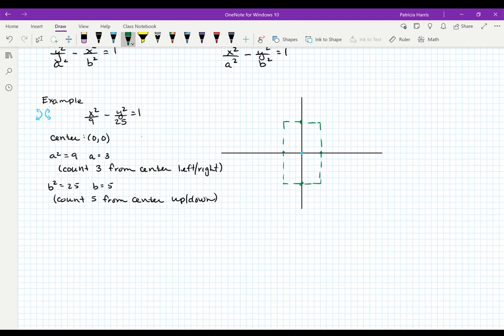Now the next thing we're going to do is draw in some asymptotes. The asymptotes are formed by the rectangle. You're going to use your rectangle as a guide to make your asymptotes. You're basically drawing the diagonals of the rectangle. All right, so there are your asymptotes.